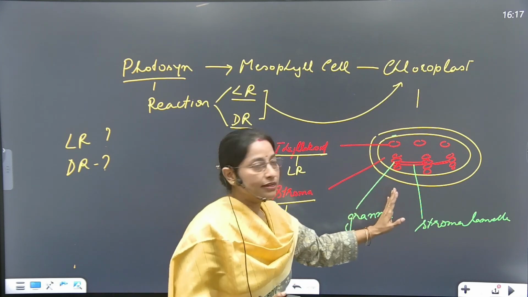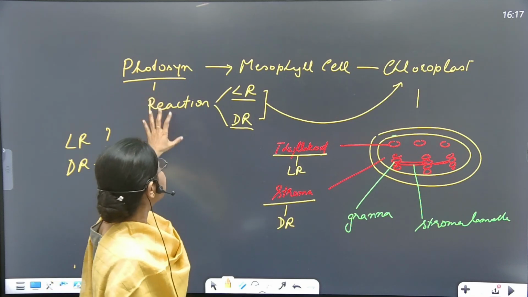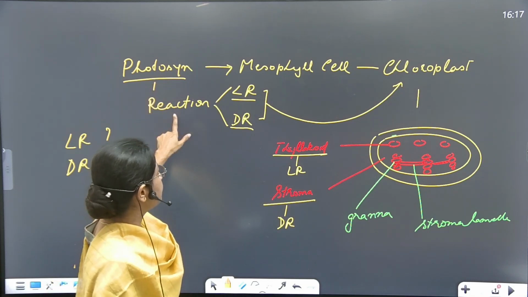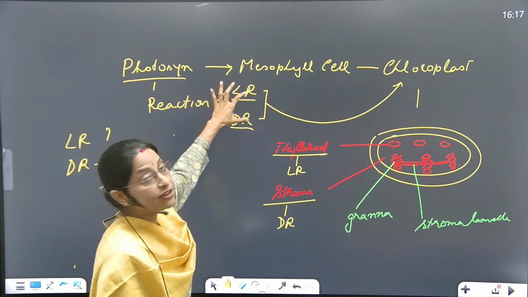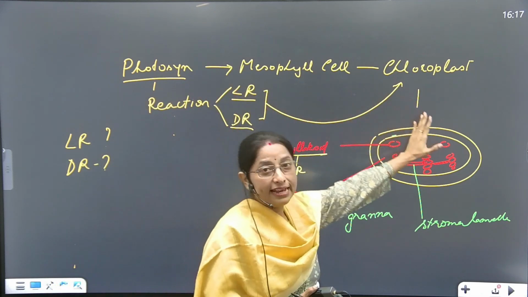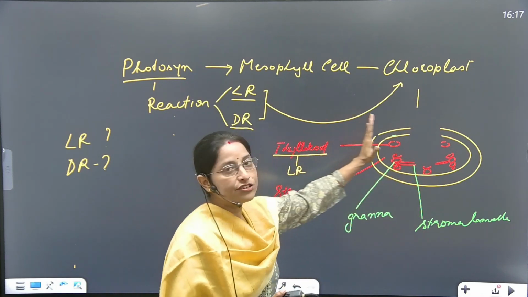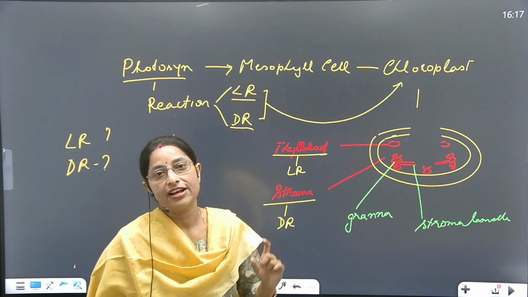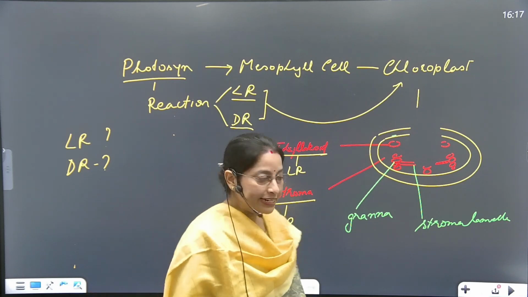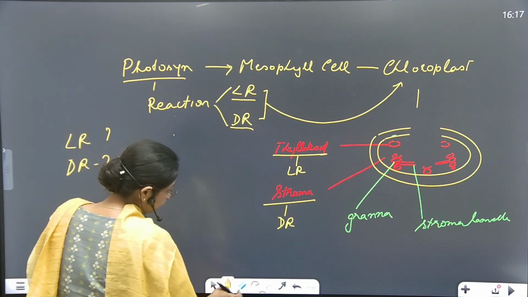So obviously grana is a place where the light reaction will occur. Let's not go into the grana part now. We'll discuss it later. As of now, I think it's clear. Talking about photosynthesis, it's a reaction consisting of two steps, light reaction and dark reaction. Where does it occur? In the chloroplast. Where exactly in the chloroplast? Light reaction occurs in the thylakoid and dark reaction occurs in the stroma. Right? Okay. Now let's go to the next question.